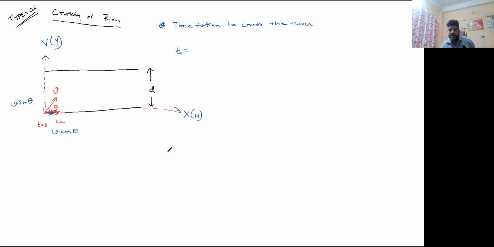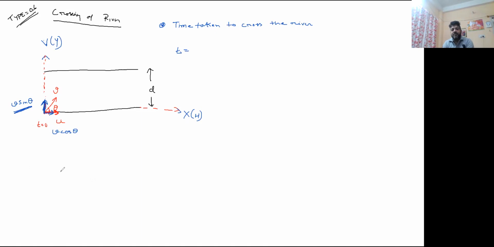Sir, y-axis. Y-axis. So what is the velocity along the Y-axis? What is the velocity along the Y-axis? Tell me. It is clearly visible. Sir, 5 meter per second. But 5 কোথা থেকে আসলো? শ্বশুর বাড়ি থেকে তোর? V sin.